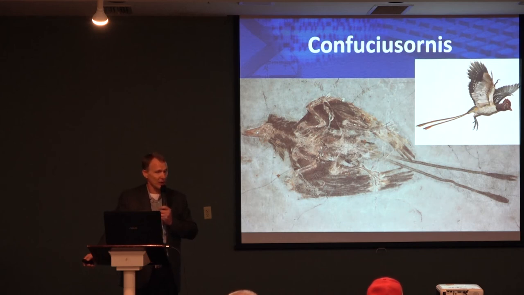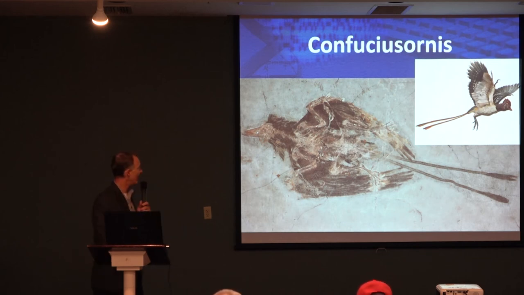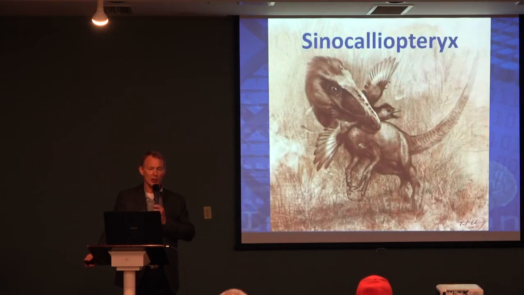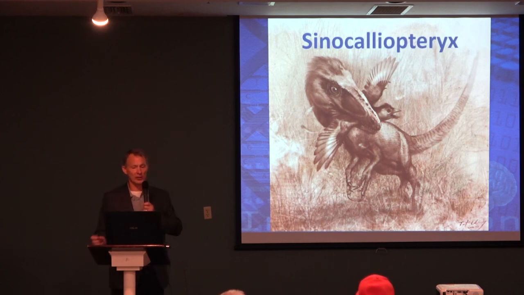Like modern birds, it has a toothless beak, and obviously it has feathers, very clear feathers here in the fossil. It is the oldest known bird to have a beak, according to evolutionists. Let's go to a different fossil. This is actually an artist's rendition of a dinosaur called Sinocalliopteryx. It was also discovered in China, and it's a dinosaur that was known to eat birds. And you can see the artist's rendition with a bird in its mouth.